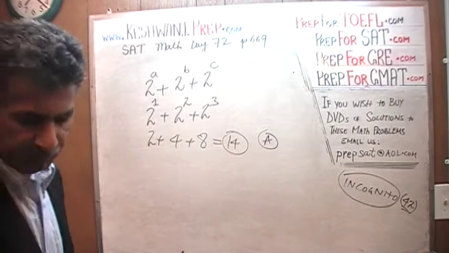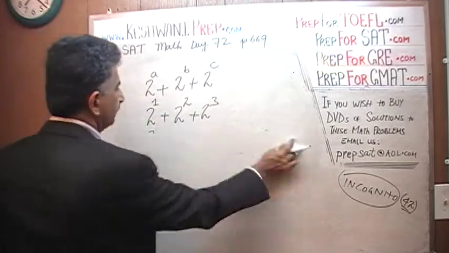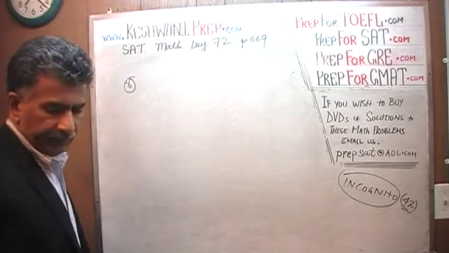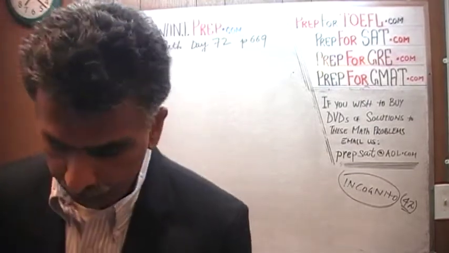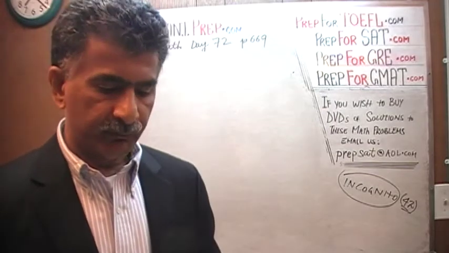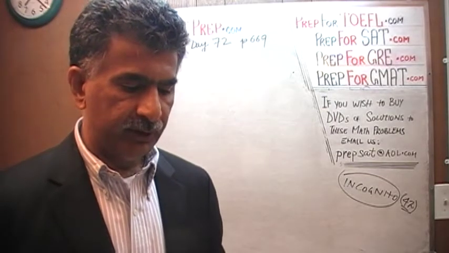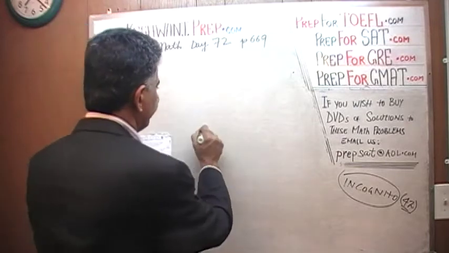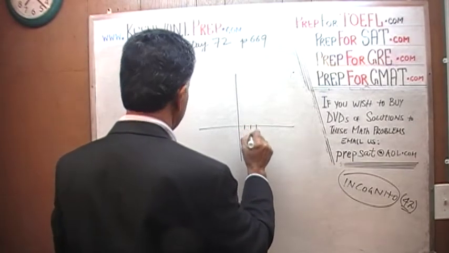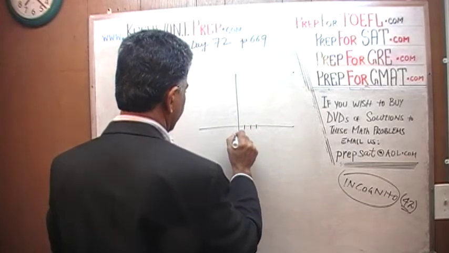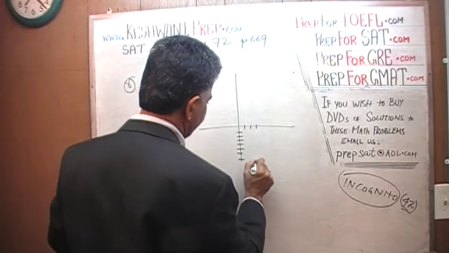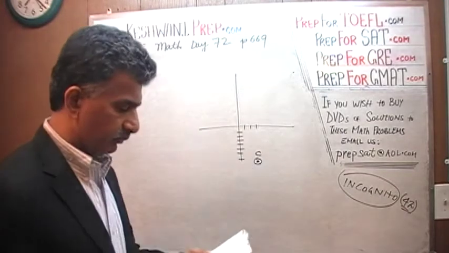Let's go to the next one, number 8. In number 8, we are told that in the xy plane, the center of the circle has a coordinate of 3 and -7. So 3 and -7. 1, 2, 3 and -7. 1, 2, 3, 4, 5, 6, 7. Right here is the center. Let's call it C. So far so good.